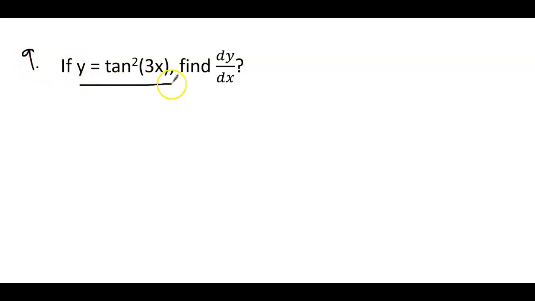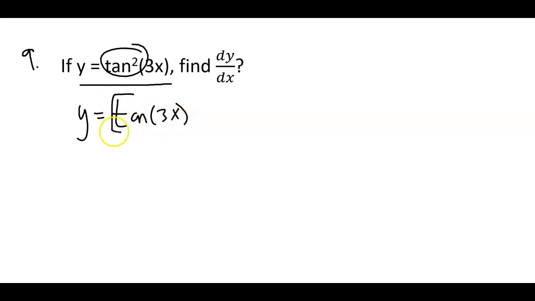If y equals this, find the derivative. So now this is the test of how well you know how to recognize and apply the chain rule. Okay, so we have 3 functions here, but before I identify them, I'm going to rewrite it a little bit. When you see a trigonometric function written like this, what that really means is you're squaring the entire tangent function. So I'm going to write it like this.